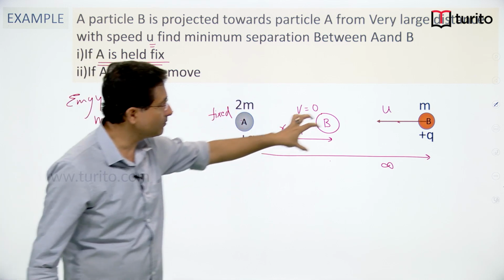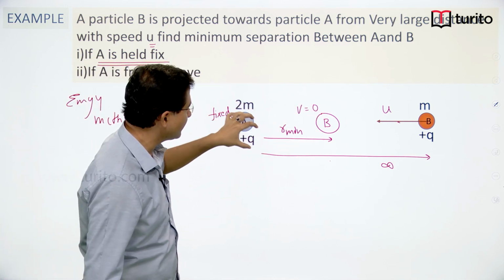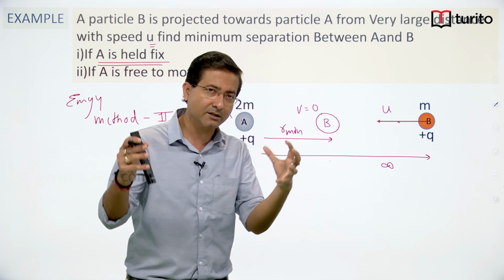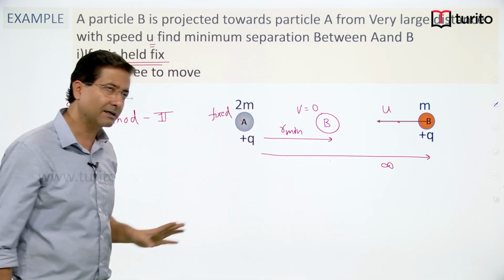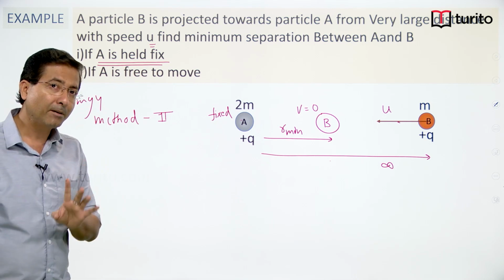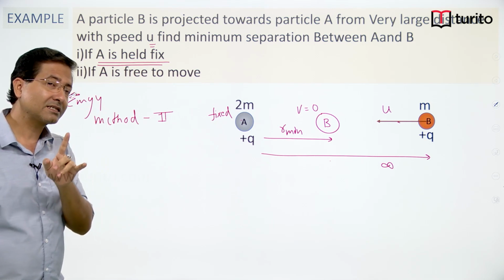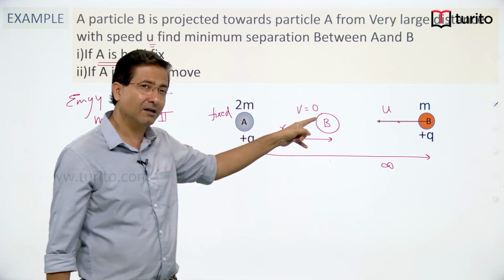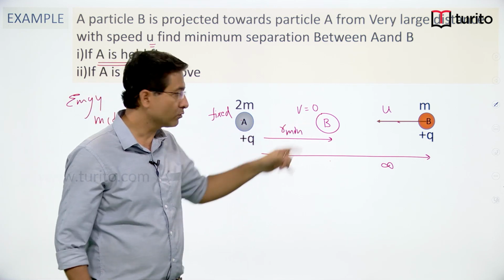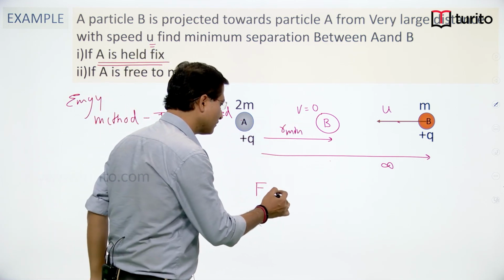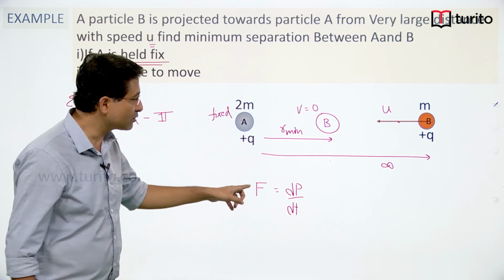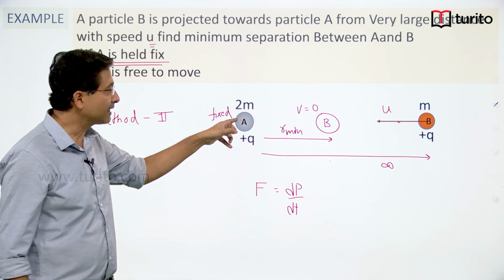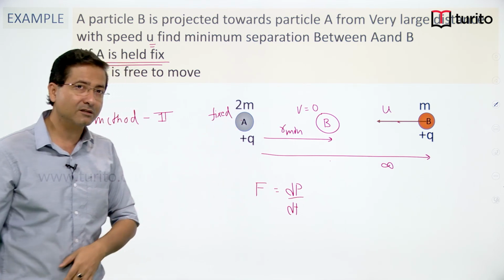If you are considering A and B as one system, on this system there is an external force acting, but that external force can change the linear momentum of the system. Force can change the linear momentum of the system, F is equal to dP by dt, but as this force is not doing work, it cannot change the mechanical energy of the system.